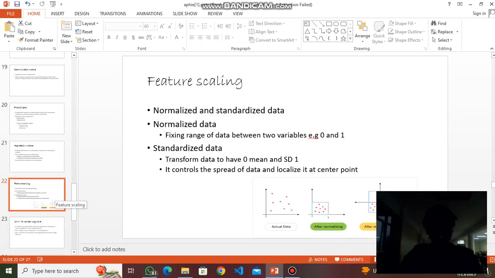So to say something about feature scaling. Feature scaling is simply about normalizing and standardizing data. Normalized data simply involves fixing the range of data between two values, e.g., a range between 0 and 1. For standardized data, we transform data to have 0 mean and standard deviation 1. So it controls the spread of data and localizes it at the center point. You can see the actual data initially it's like this. Then after normalization, remember we've said normalization involves fixing the range of data, for example between 0 and 1. So this was the data initially. Then after normalizing, we can see how the data is fixed, right? Then after standardization, this is how the data will appear.